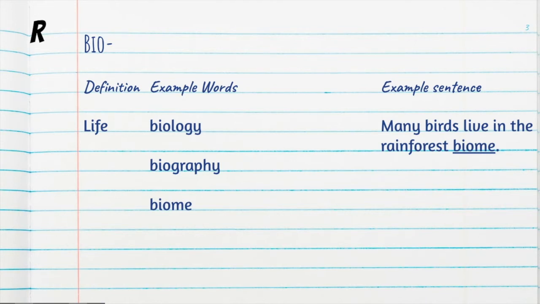And like we just talked about on the last slide, if you tack the word auto on there, then it becomes the story of your own life, your self's life. And then a biome is basically an environment in which the plants and animals that live there are specially suited to live in that environment. So the example sentence is many birds live in the rainforest biome. So birds that have adapted to be ideally conditioned to live in the rainforest, that's where they live. So that is bio. And again, feel free to pause if you need to copy any of these down.